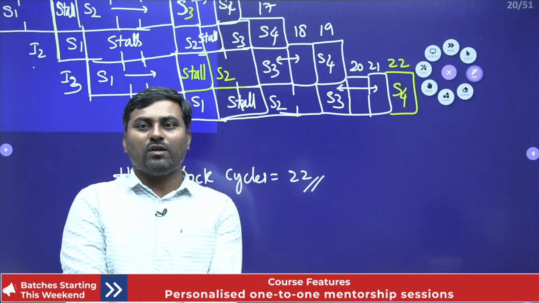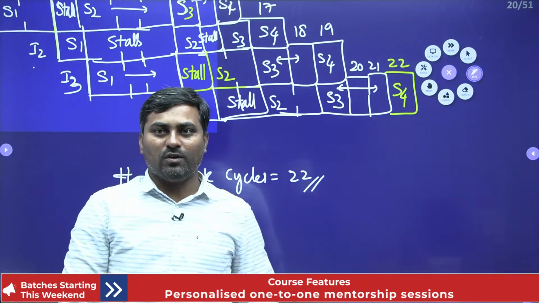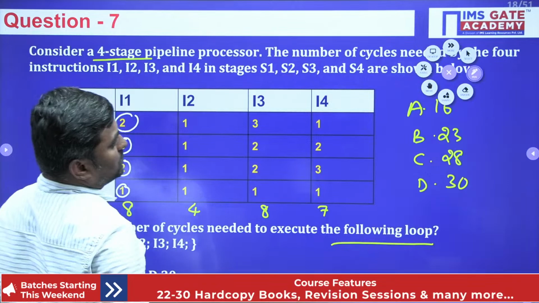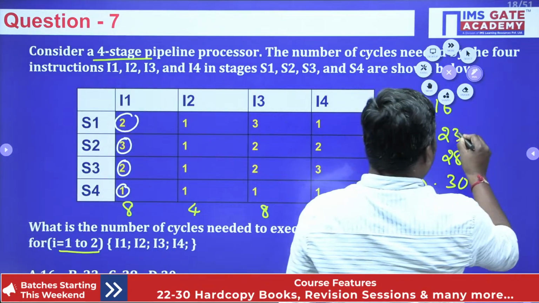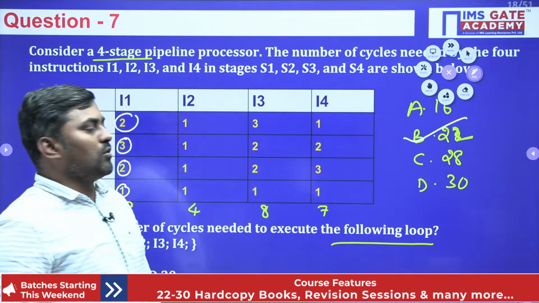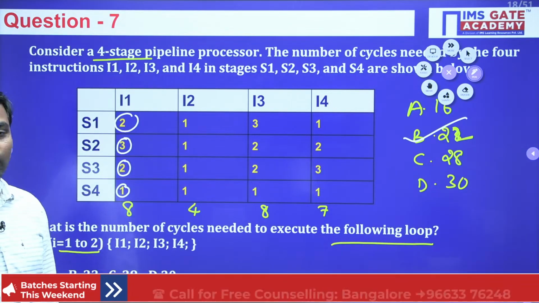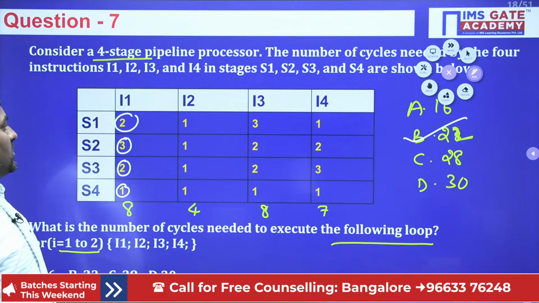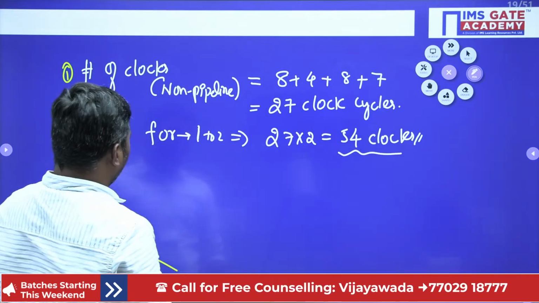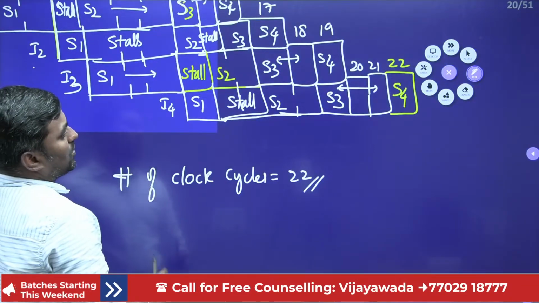This question was asked in one of the GATE papers. If you see the options, 22 is not there, so you modify this. So this is 22. Option B is the right answer. 22 clock cycles are required. Non-pipeline requires 54, while pipeline requires 22 clock cycles.